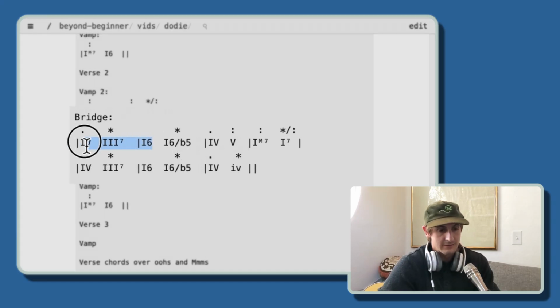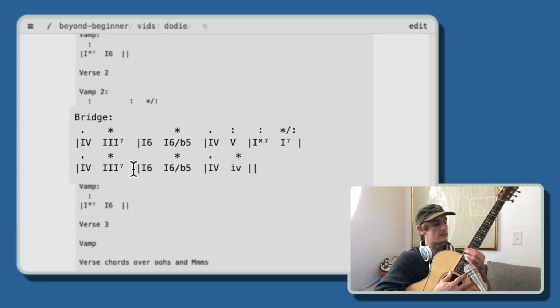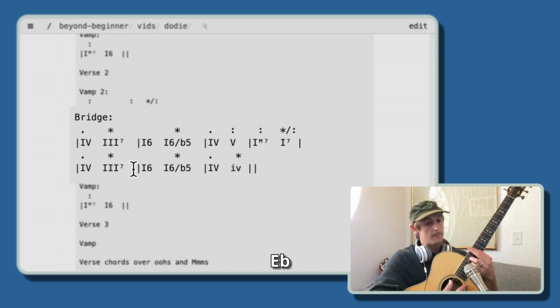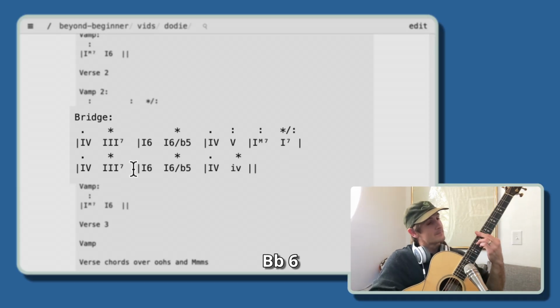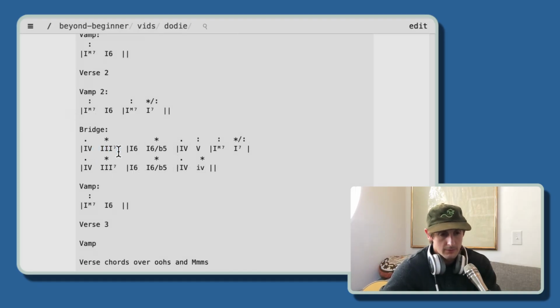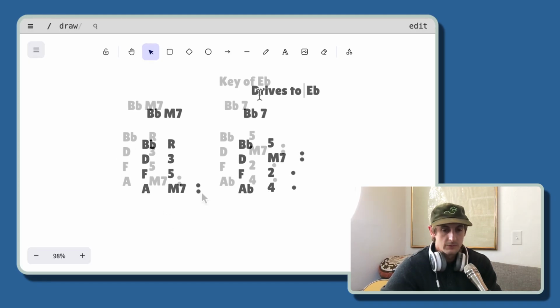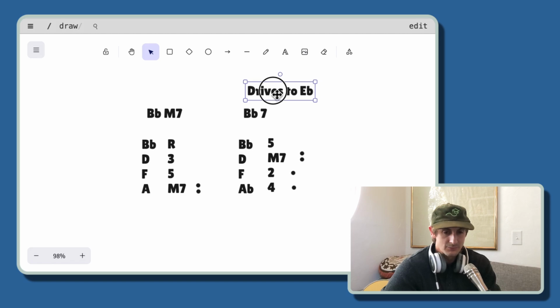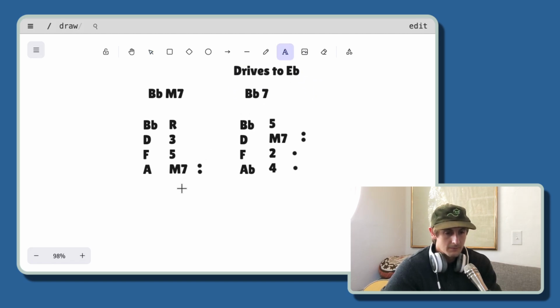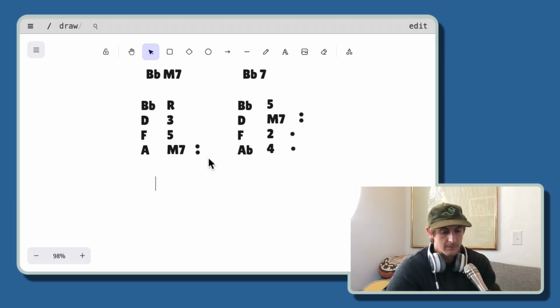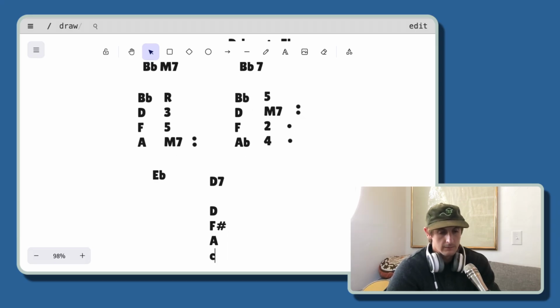And a similar thing is happening here, where you hit the 4, 3 dominant 7, you get to the 1. And to look at that a little bit more, let's draw a little bit. Let's say instead of changing the key, this drives to E flat. And we will write down some more chords. The D7. And this chord is D, F sharp, A, C, 7 there.